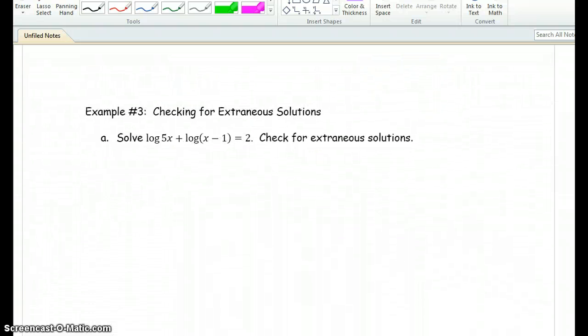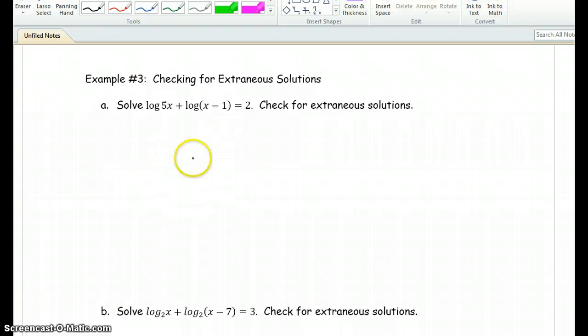In these examples, what you'll notice is there's two logs, especially in this problem, and even in the one that's coming up. So before we continue, what we want to do is use our rules of logarithms, properties of logarithms, to combine these two logs together. Notice that none of them have a little base number, so everyone should know that it's log base 10. And we know that if two logs are being added, it is the same thing as when we combine them as log of 5x times x minus 1. So it becomes a product equals 2.